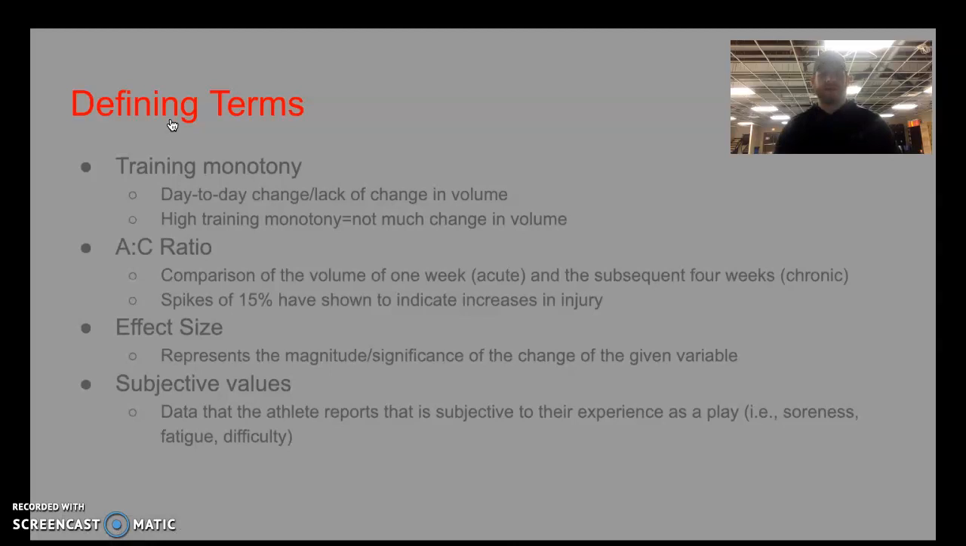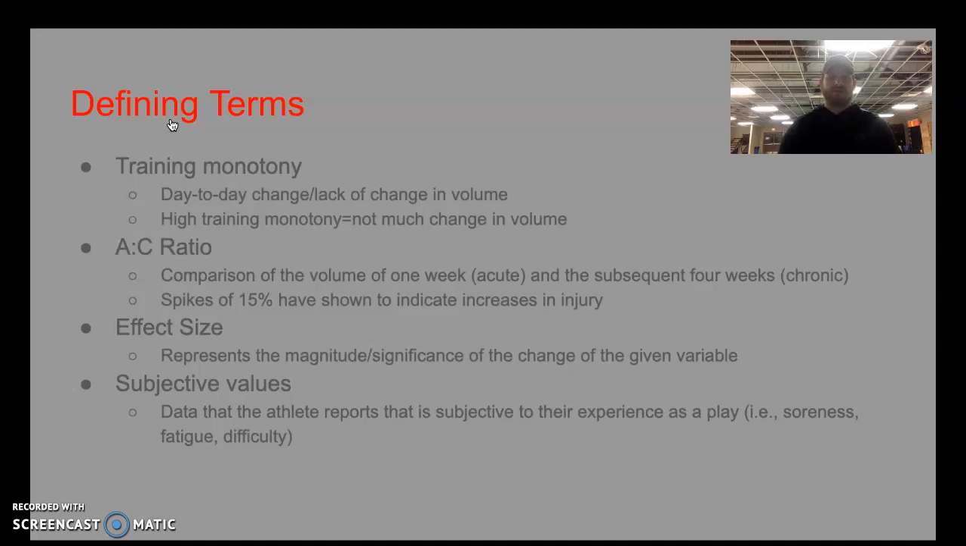This would be the day-to-day change or lack of change in volume, and a high training monotony means not much change in volume, which means likelihood of injury increases. AC ratio is acute to chronic ratio. We compare the volume of 1 week of training to 4 weeks of training. That's the chronic portion. And spikes of 15% or more have been shown to indicate an increase in injury.